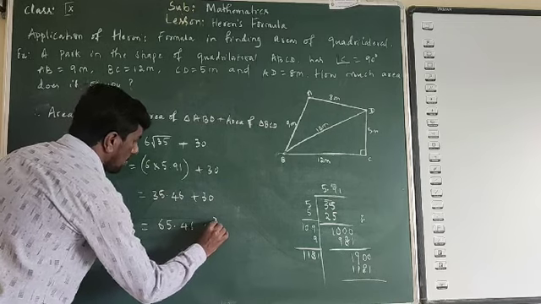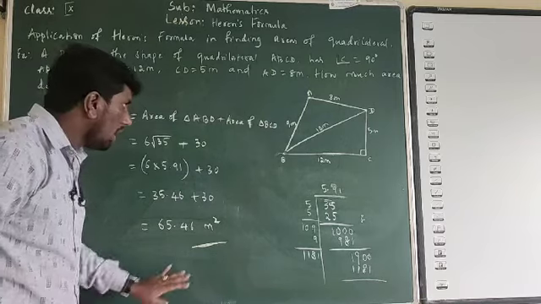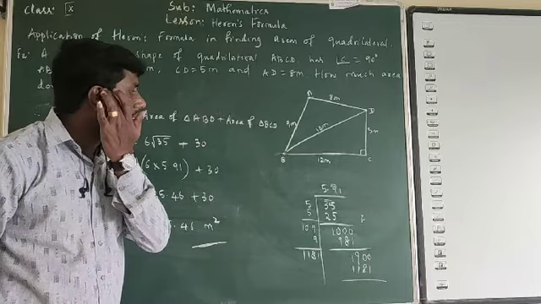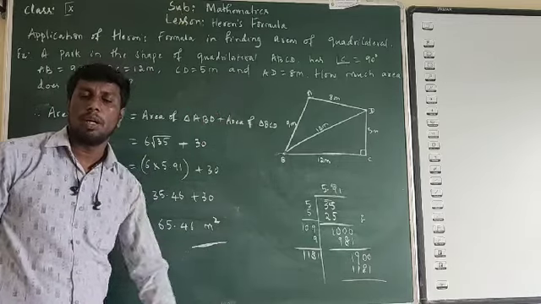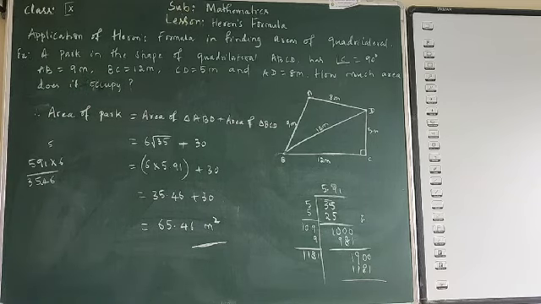65.46 meters square. This is the total area of the park. 65.46 will become the area of the park. Okay. So like this we can find out the area of a quadrilateral by using Heron's formula also.